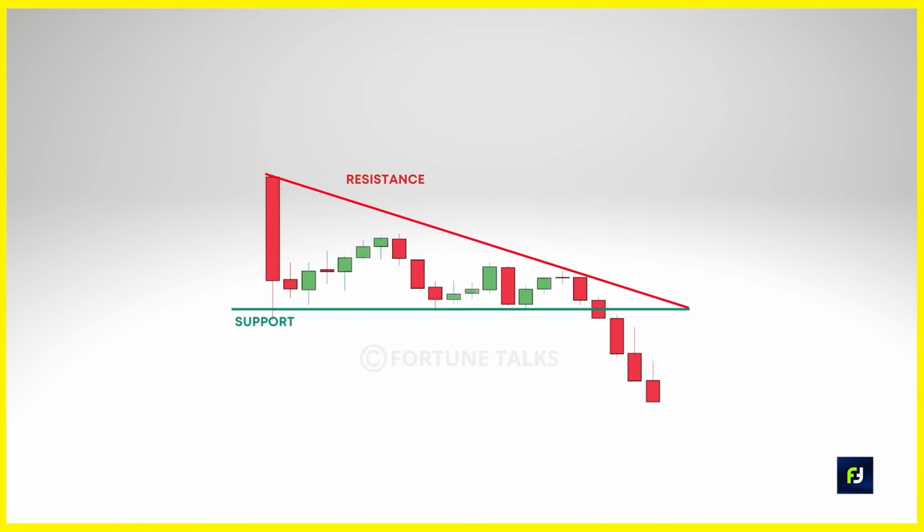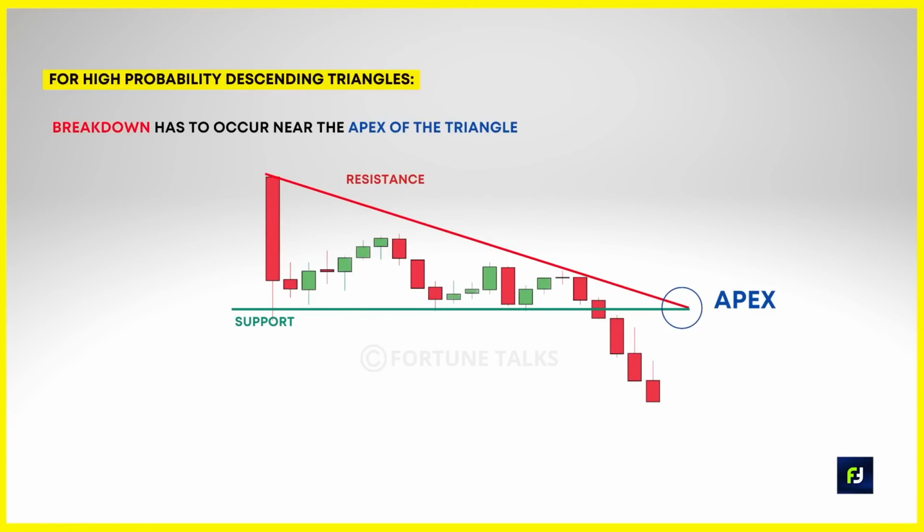downwards. Now, being a bearish continuation pattern, the most common way to trade a descending triangle is to go short when the price breaks below the support level. Still, there are important things to consider if you want to find the highest probability breakout trades. The breakdown should occur near the apex of the descending triangle. Apex refers to the tip of the triangle pattern where both the trend lines meet.